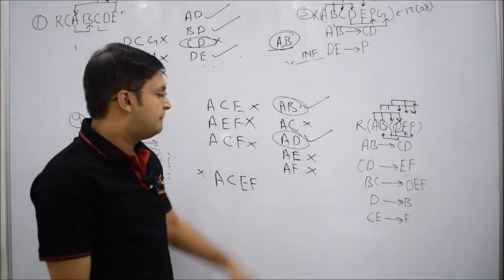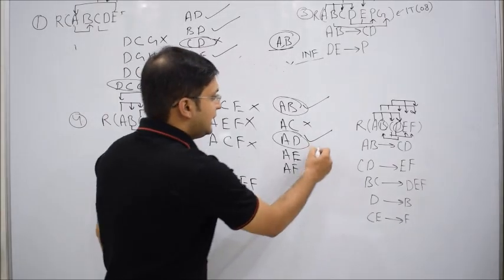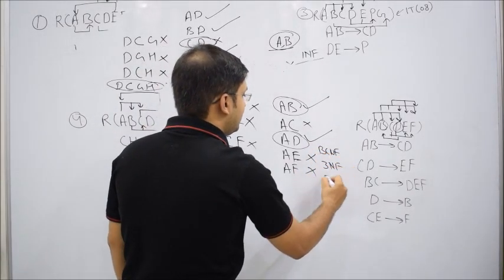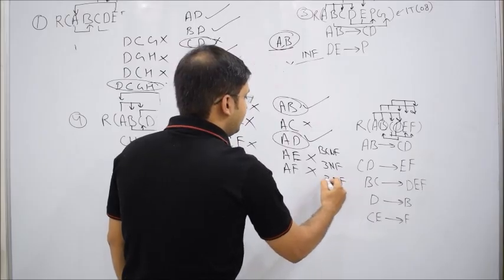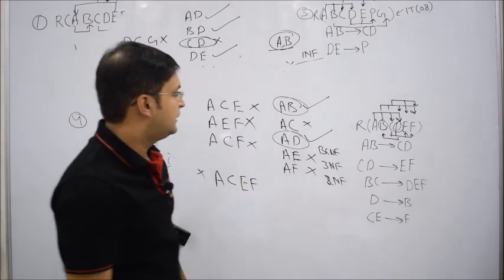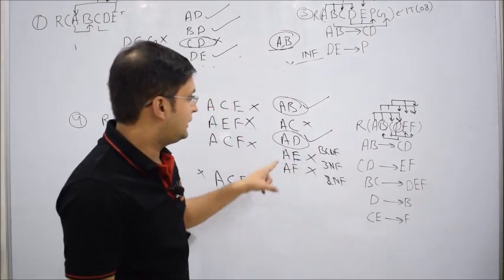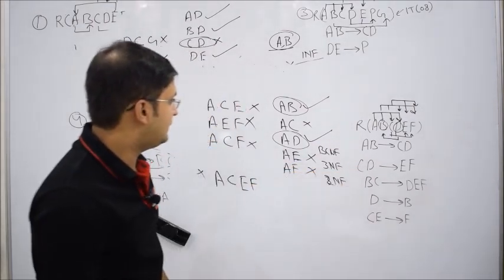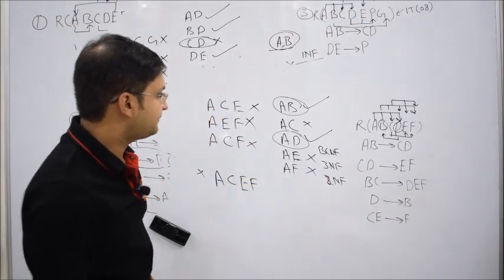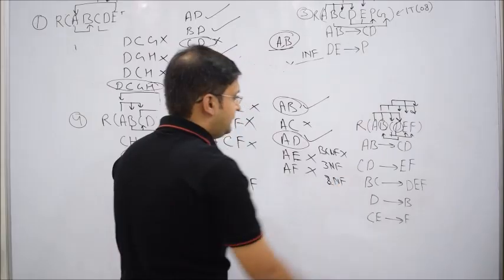Now step number 2, let me check the normal form. As usual I'll start with BCNF, then go to third normal form, then to second normal form, and then automatically we'll go for first normal form. Now BCNF: AD is a candidate key, that is okay. Now CD: is CD a candidate key? The answer is no, CD is not a candidate key. So it cannot be in BCNF.